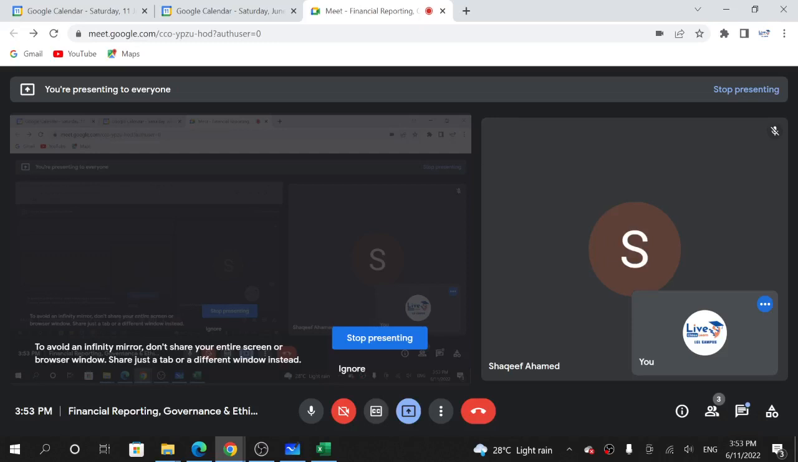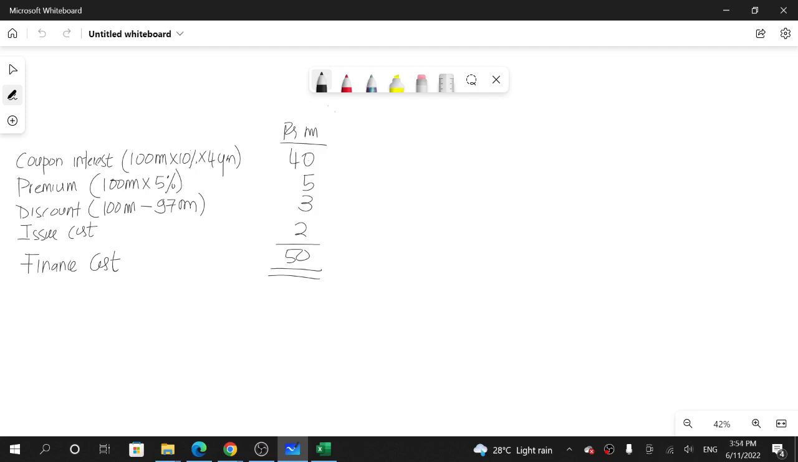Right. Now we'll see how we need to recognize this cost, how we are going to recognize this cost over the period of 5 years. So that's why we are using the amortized cost method, right? So you have, this is a 4-year bond, right? So you can take years.